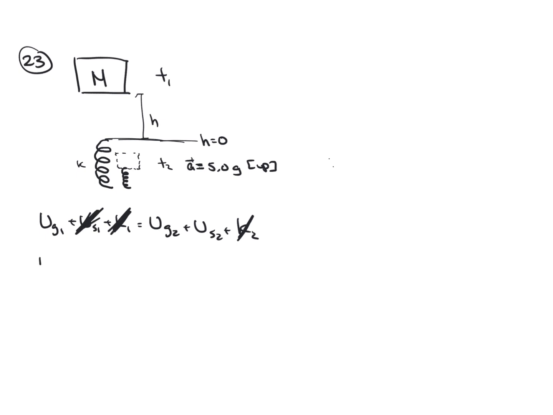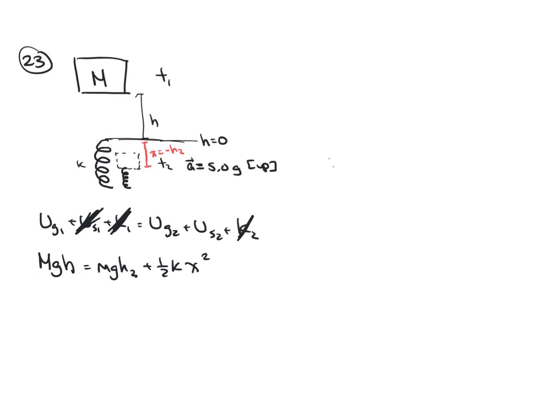Okay, so looks like I'll have mgh equals mgh2 plus half k x squared. So we need to realize that x, the amount the spring compresses by, is going to equal negative h2. It fell down by h2. H2 is a negative number because it's below the reference. X is always a positive number, so x has to equal negative h2.